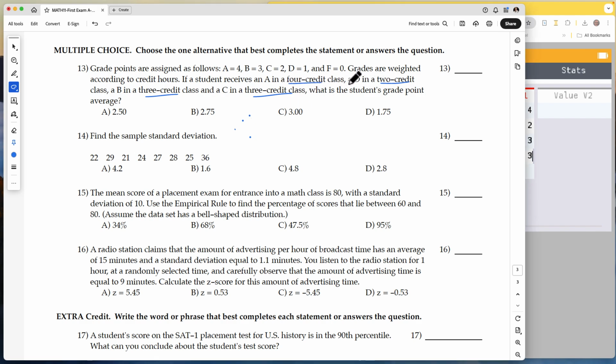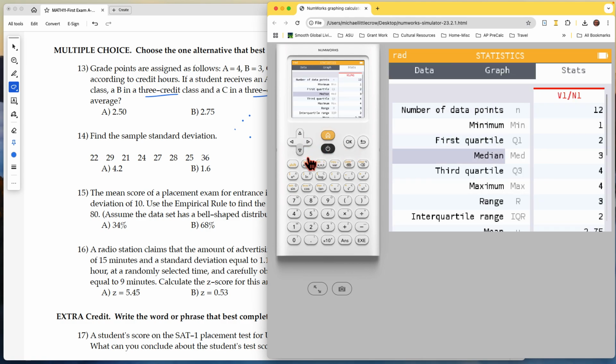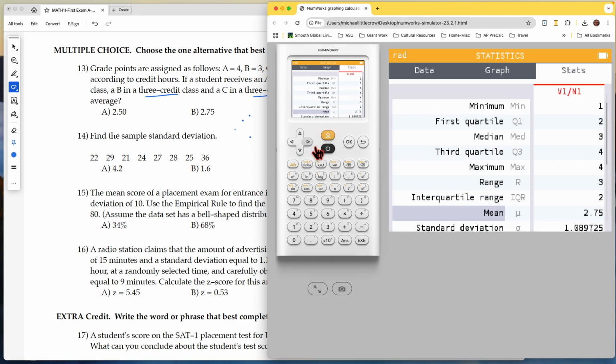4, a 2, a 3, a 3. What's their grade point average? So then that's what's the mean of this? This is a weighted mean. That's how grades are calculated. We come over to stats and we come down to mean. They're going to have a 2.75.